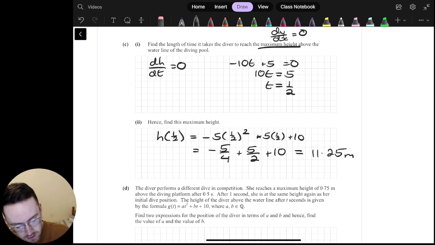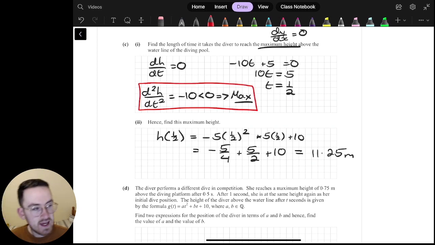Okay, really in the previous part, we could just confirm that it is a maximum. We could get away without doing this, of course, but we can confirm that it is. We get minus 10, which is less than 0, which confirms that it's a maximum. That's our little extra step. If we don't get to that point, that's fair enough, but it's one we can bear in mind, just to confirm. That's your last few marks.